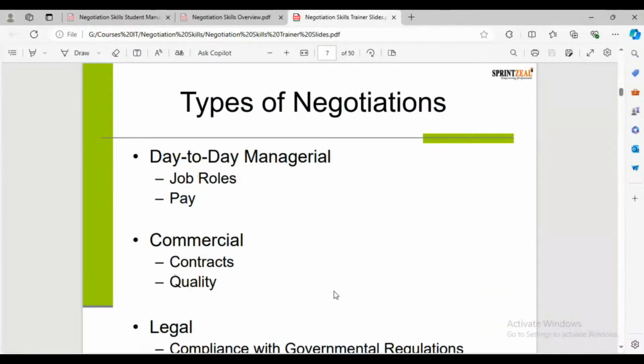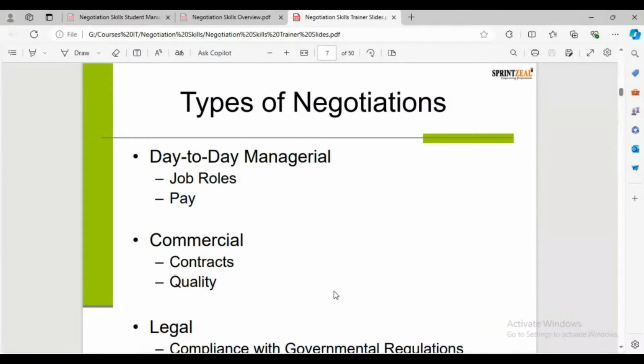Next type is mergers and acquisitions. Corporate development teams negotiate deals to acquire another company or merge with a strategic partner. Complex due diligence and valuation precede the high-stakes talks. Next, we can talk about budget negotiation. Different departments negotiate with leadership over departmental budget allocation. They aim to secure maximum resources for their teams.